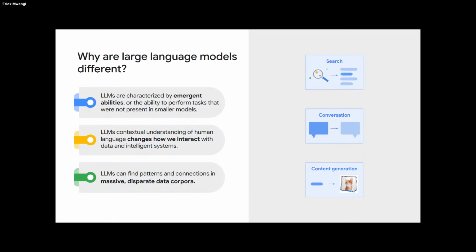Then the other difference is that LLMs change how we interact with intelligent systems because of their contextual understanding of human language. For example, with an LLM, instead of writing an SQL query to query a database, you can just ask a simple question and it will give you the response. Or if you need to find information on a website, you can just type it in a chatbot and it will perform the search for you and give you that information in an easier, more absorbable manner, in a way that you'll understand much more easily.